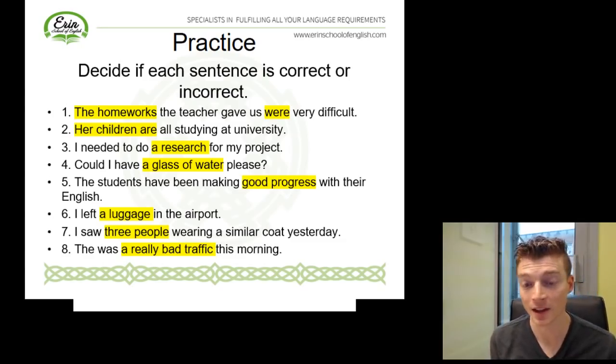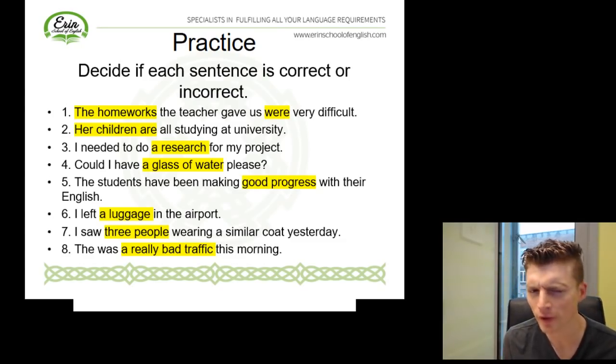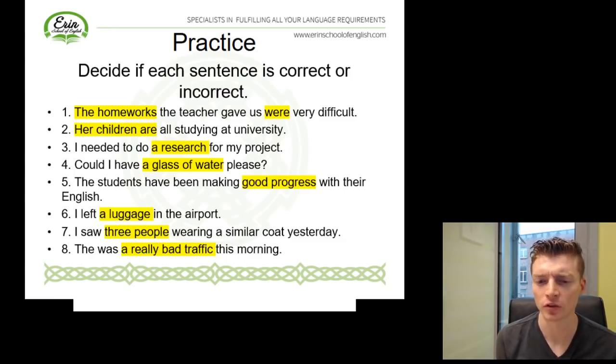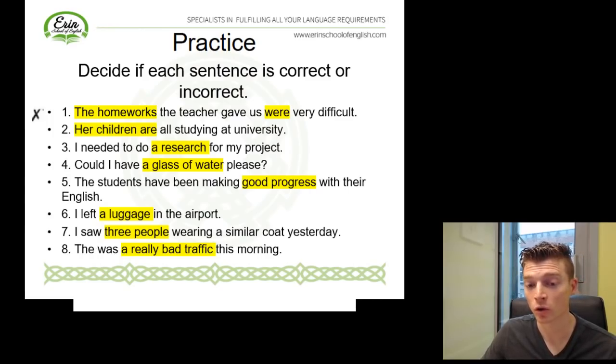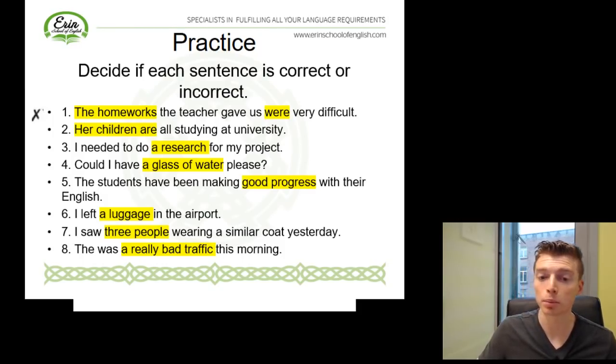Okay, let's correct together. So number 1, the homeworks the teacher gave us were very difficult. What do you guys think? Does this sound correct? So of course, number 1 is incorrect, and the reason is homework is an uncountable noun, which means there is no plural form. So it should be the homework the teacher gave us. Now you may remember, when we use an uncountable noun, we also must use a singular verb. Were is the plural verb. So if we want to talk about the singular, the homework the teacher gave us was very difficult. Now the sentence is grammatically correct.